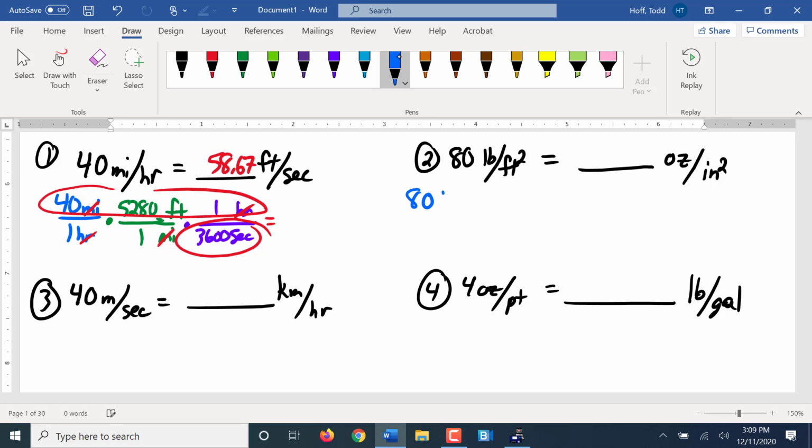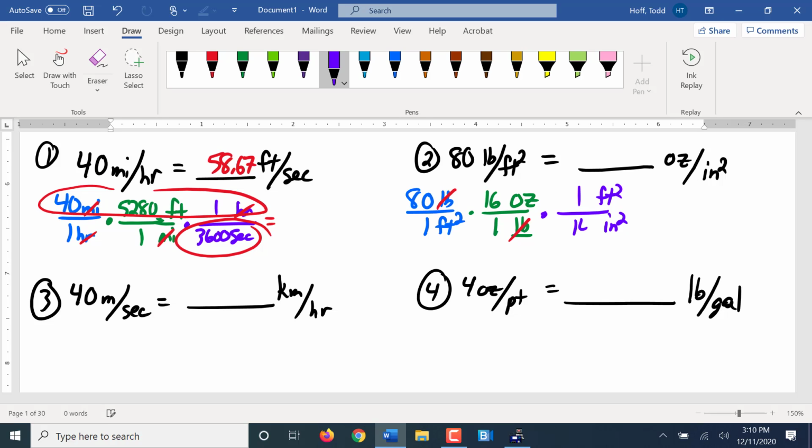80 pounds per square foot. We're going to put pounds on bottom going into ounces. What's the relationship? 1 pound is 16 ounces. So the pounds are gone. We have to get rid of the square feet. Where are we going to put them? On top. Changing them into square inches. 1 square foot is how many square inches? 144. Good. 12 inches in a foot, it's squared, so it's 12 times 12 is 144.